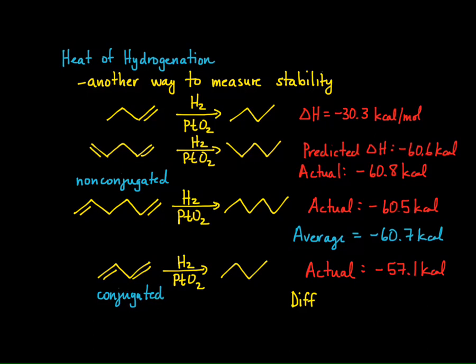And so when we look at the difference between that average, which is the 60.7 kilocalories per mole for the two other dienes, we see that that difference is 3.6 kilocalories, and we attribute that to resonance stabilization.